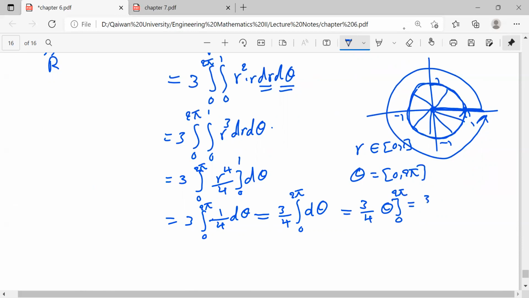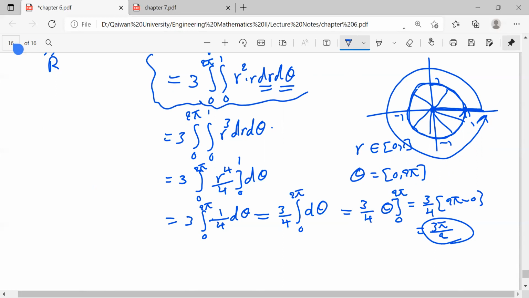This equals 3 over 4 times 2 pi minus 0. When we replace 0 by 0, we get 0. And this equals 3 pi over 2. This is the line integral. This is the work done for that vector field. Okay? The most important thing here is how to get this. After this, it's just finding the integrations. It's easy.